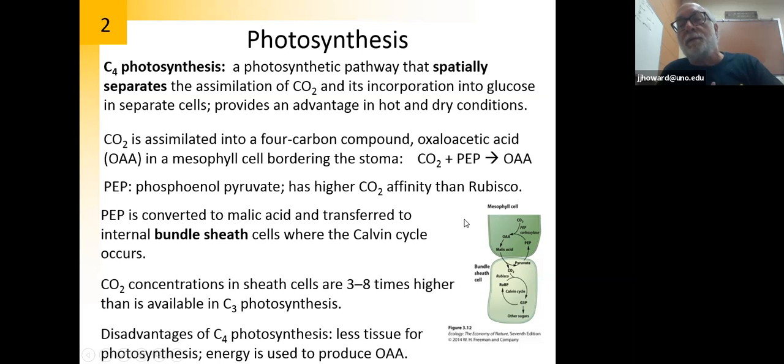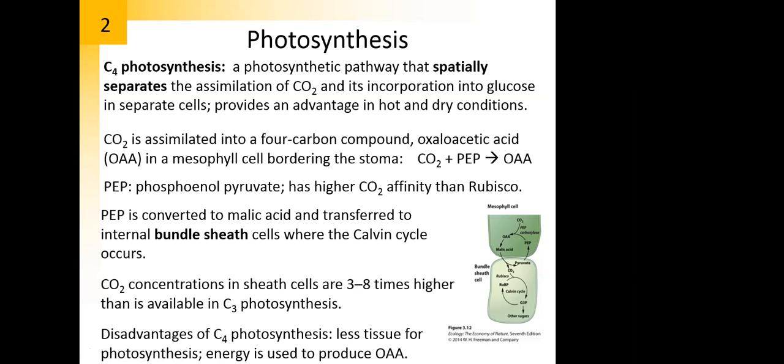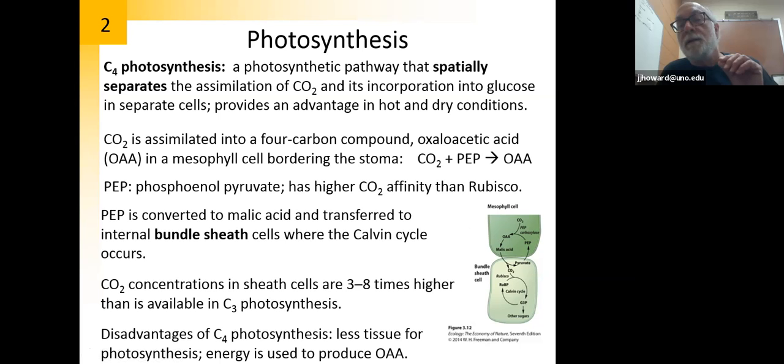The crucial things here, from my perspective, are the gain in water conservation you get from isolating the Calvin cycle in a separate cell.